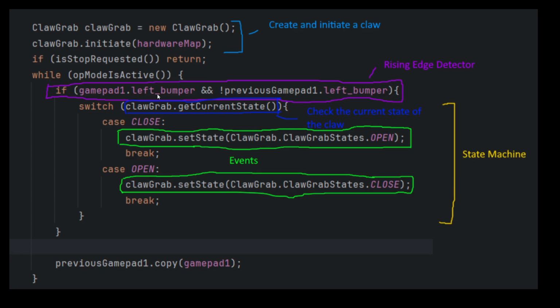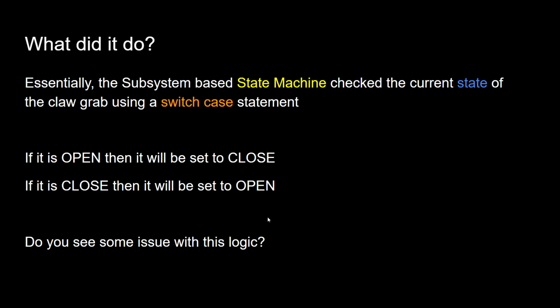So yeah, here's your rising edge detector. Inside your rising edge detector, you have your state machine, in this case the switch case statement. The switch case is going to look at the current state and then see if, for example in this case, it's closed, then it'll be set to open, and if it's open, it'll be set to close. The change of state that you see here are called events. I already just said this: open to close, close to open.